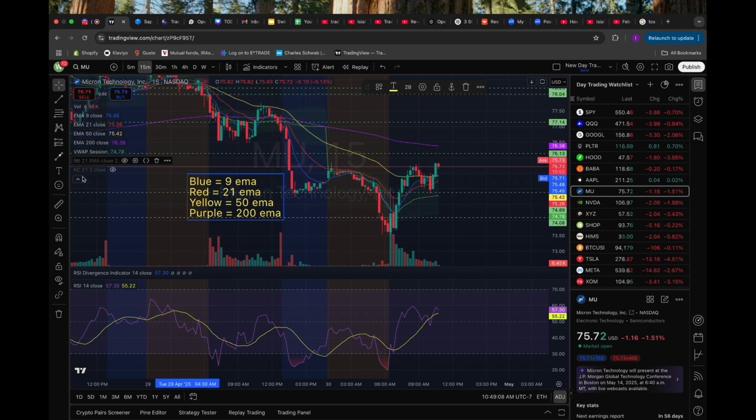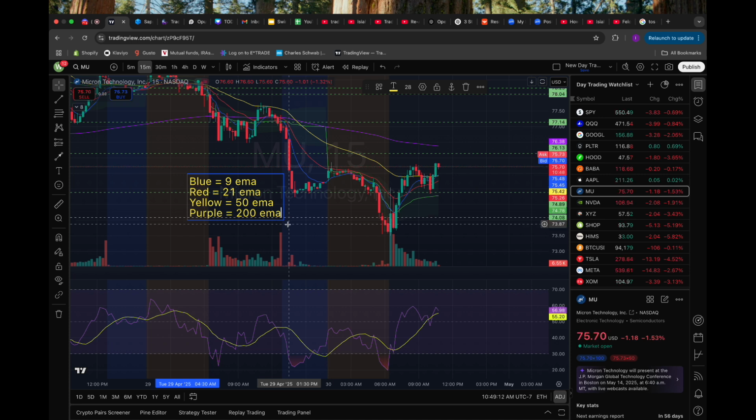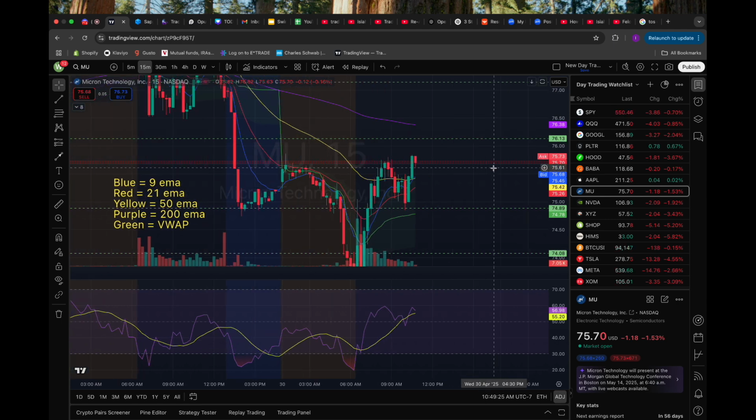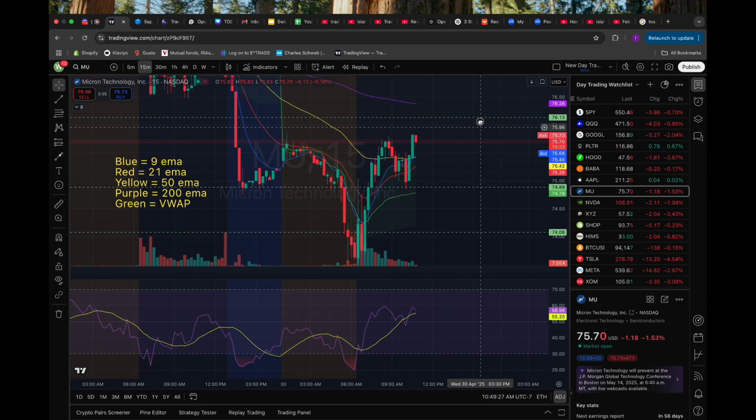All right. So, and then also my green line, that is my VWAP, okay? Green equals VWAP. All right. So now that we got that situated, I'm gonna zoom in a little bit. So right now I'm on a 15-minute time frame, right?